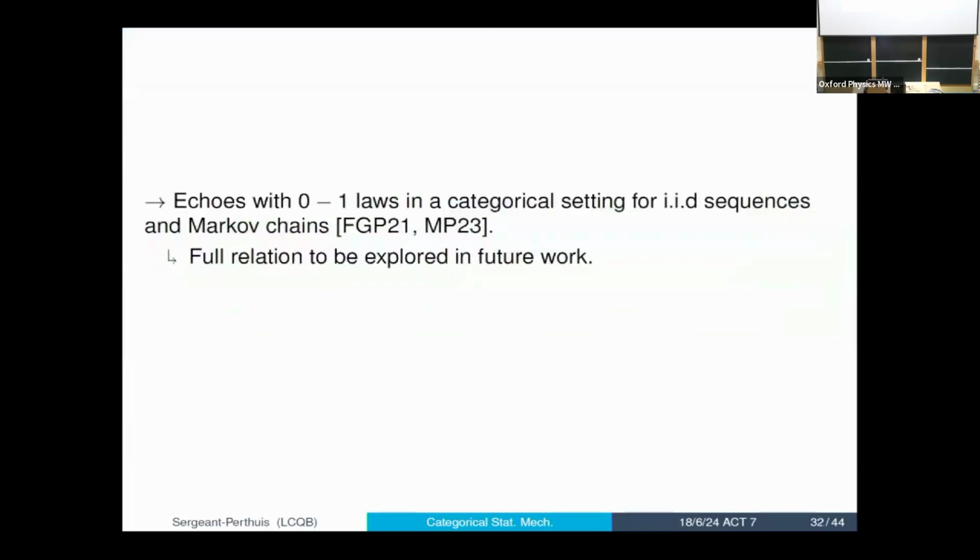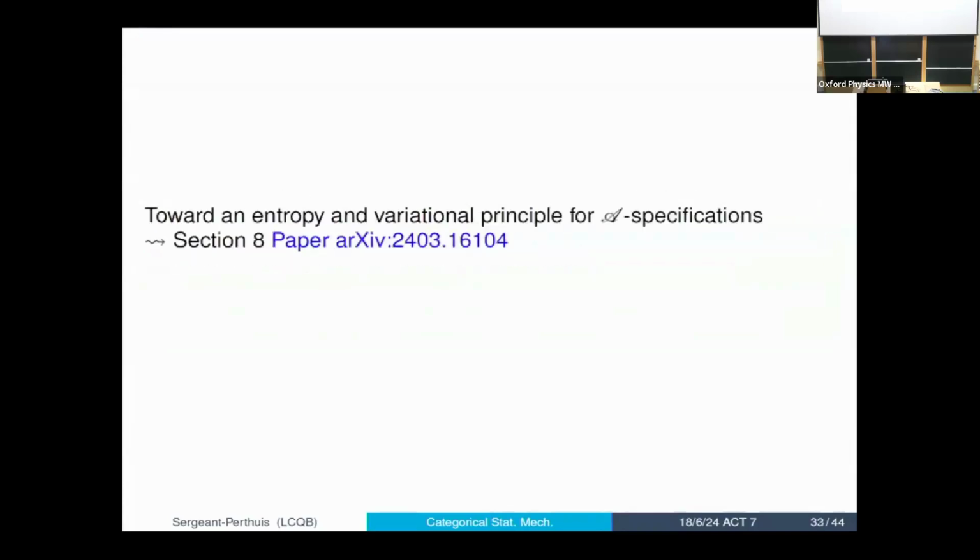Okay, so now I was saying that there's a strong relation. So it echoes, of course, work that was presented yesterday, from a group of people working on Markov chains and IID sequences and getting a categorical formulation of what is a law of large numbers, or at least let's say a law of large numbers. And I would like to explore this more in detail.